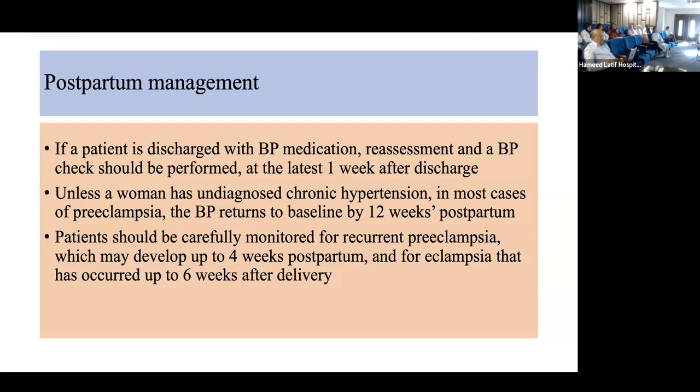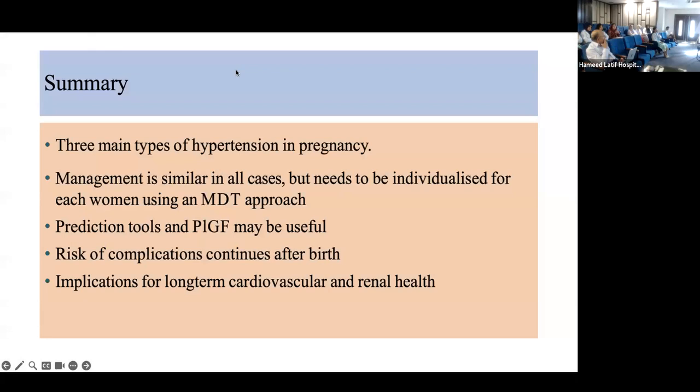So, three main types of hypertension in pregnancy. What are those? One is chronic hypertension. Second is gestational hypertension. And third, preeclampsia. Preeclampsia superimposed on chronic hypertension or essential hypertension actually becomes the fourth type. Its management is similar in all cases, but needs to be individualized for each woman using the MDD approach, multidisciplinary. But essentially, prediction tools and placental growth factor may be useful.